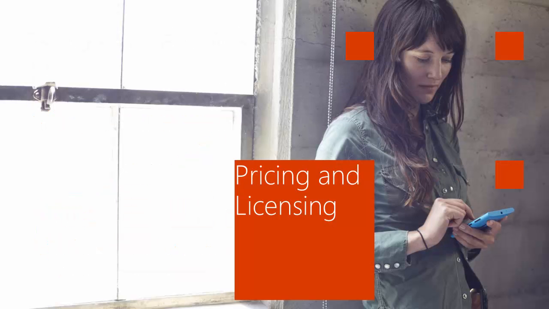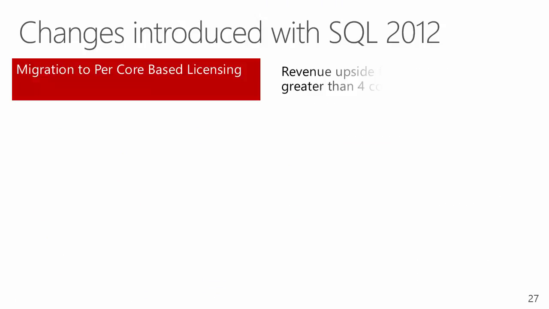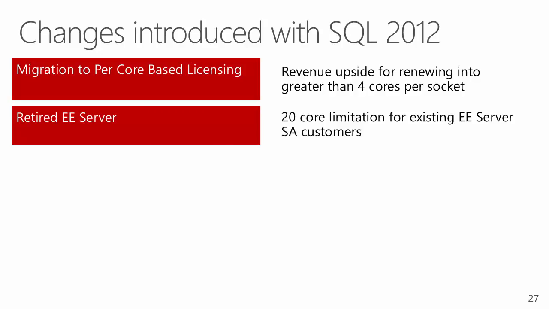And now, on to pricing and licensing. With SQL Server 2012, we introduced the following changes. With the migration to per core based licensing, partners found a revenue upside for renewing into greater than 4 cores per socket. Secondly, with the retirement of Enterprise Edition Server, there was a 20 core limitation for existing Enterprise Edition SA customers.